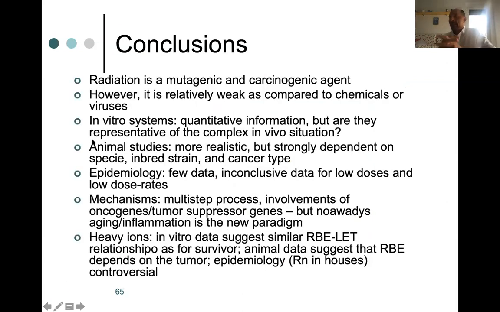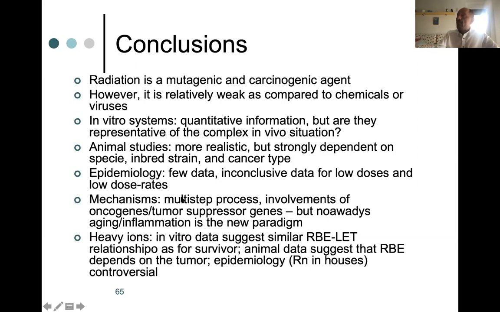So in conclusion, radiation is a mutagenic and carcinogenic agent. There is no doubt about that, but it is relatively weak compared to chemicals or viruses. In vitro systems can provide quantitative information, but as you have seen, they are not really representative of the complex in vivo situation. Animal studies are more realistic, but as you have seen, they completely depend on which strain you use, which kind of model you use. Epidemiology is, of course, the key for radiation protection, but there are few data, and at low dose, the uncertainty is so high because of the low incidence that it is difficult to expect that you will solve the problem.